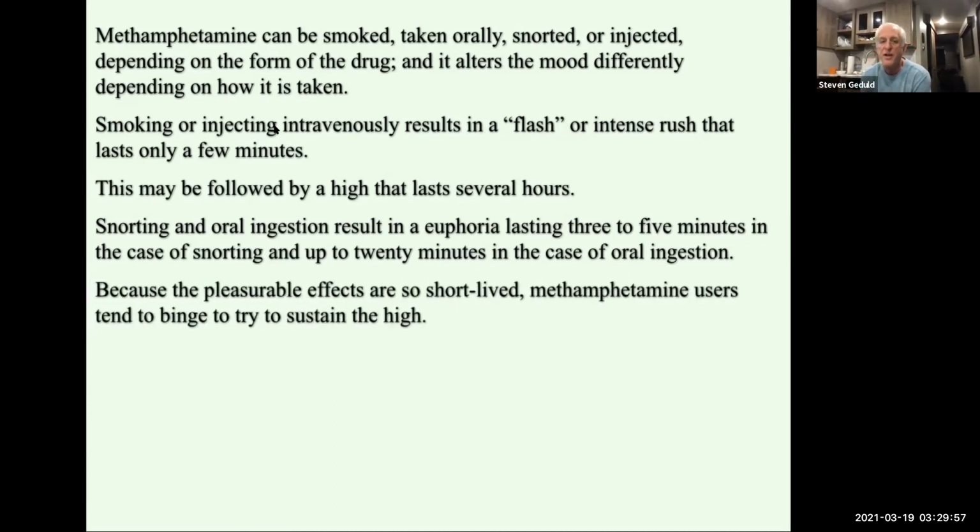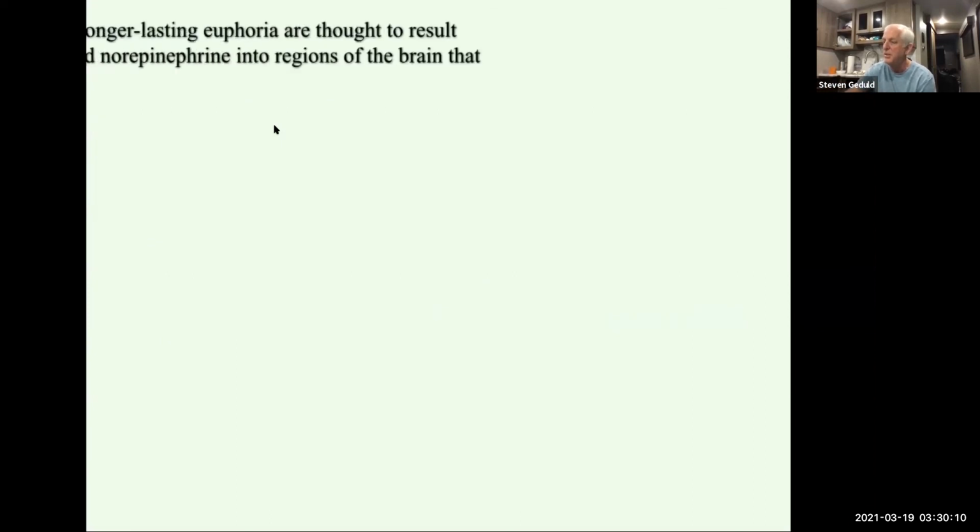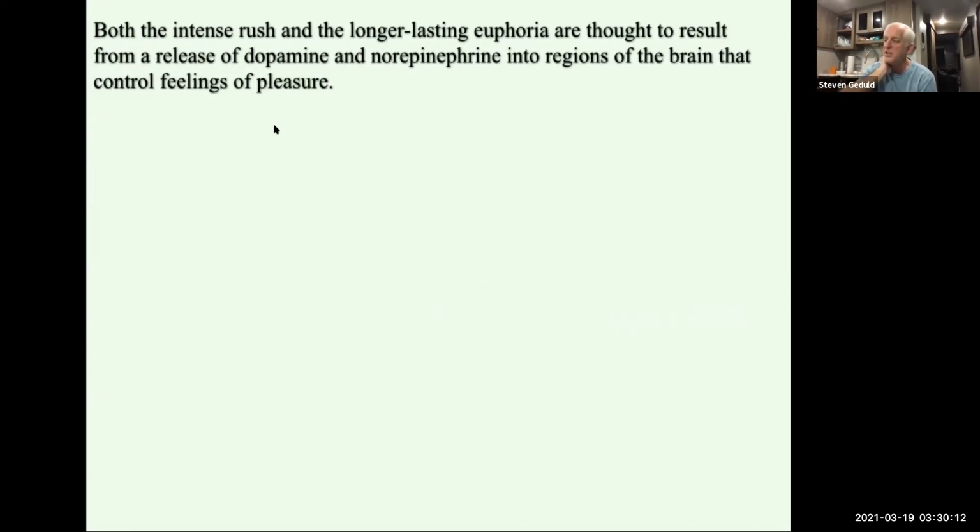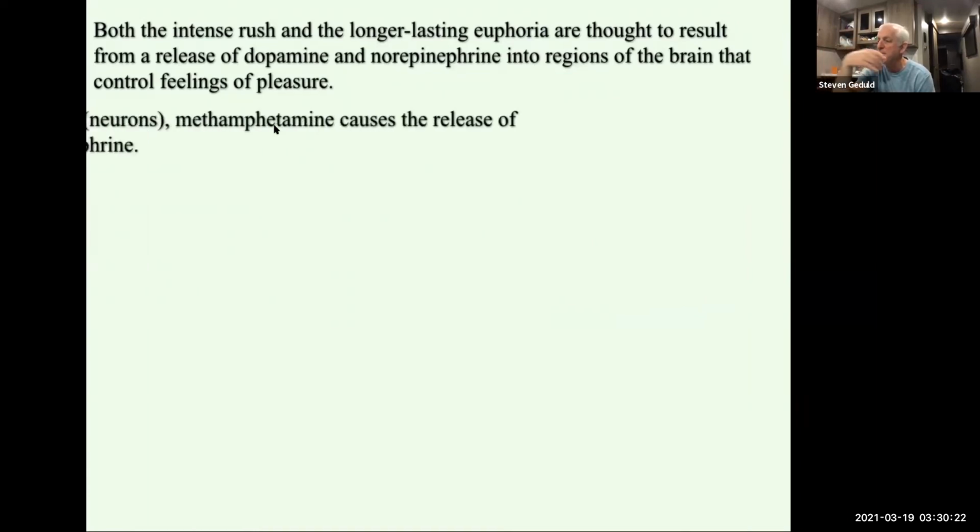Okay, because the pleasurable effects are so short-lived, methamphetamine users tend to binge to try to sustain the high. If your high lasts for 20 minutes, it means every 20 minutes you're going to take another hit of it. So you binge use it. Both the intense rush and the longer lasting euphoria are thought to result from release of dopamine and norepinephrine in the region of the brain that controls feelings of pleasure. So that's what starts to mimic the dopamine response in the brain.